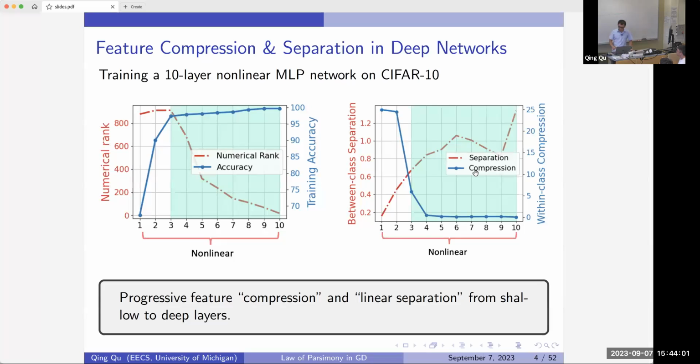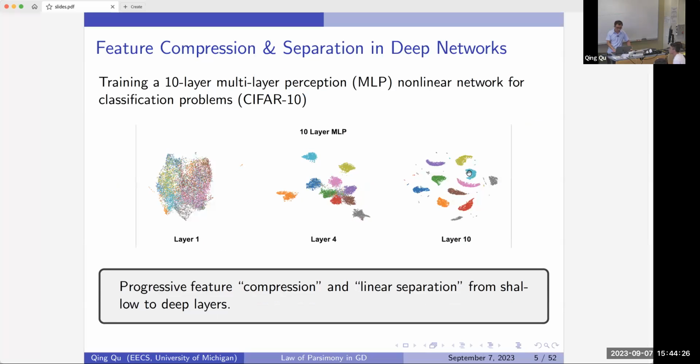So the main message is that actually in practical neural networks, right? This is what we are doing on MLP, but if you do it on a ResNet, vision transformers, all that kind of practical network, you can observe similar phenomena. So there's a progressive feature compression and linear separation from shallow to deeper layers. And if you visualize the features with a t-SNE plot, you can see that the features indeed are becoming more and more linearly separable.